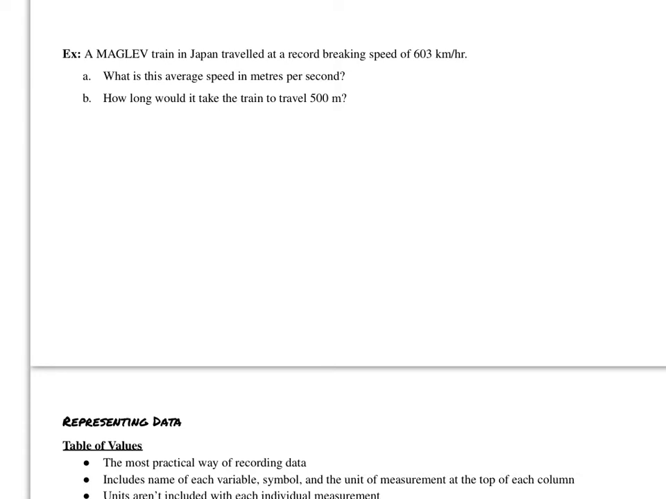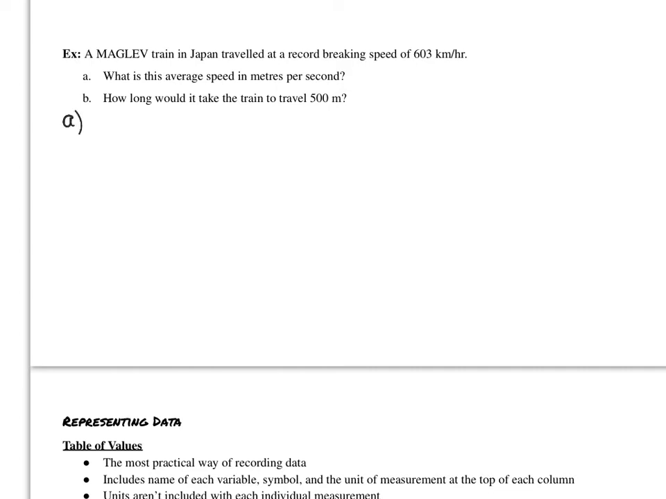So the maglev train is like a bullet train, but faster. It uses magnets to allow a train to hover on the tracks and pushes it down the track very quickly. So we talked on Friday, I guess all of last week, on how to convert units. So let's take this 603 kilometers per hour and change it to meters per second.